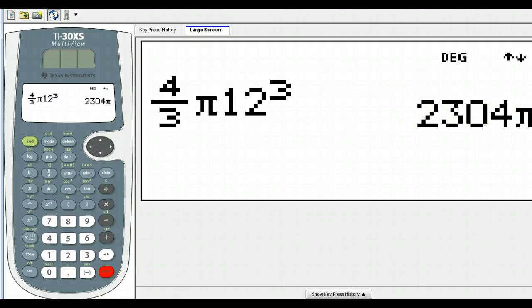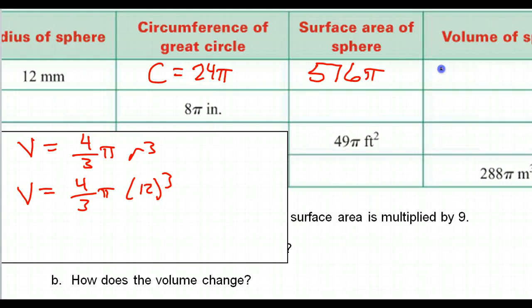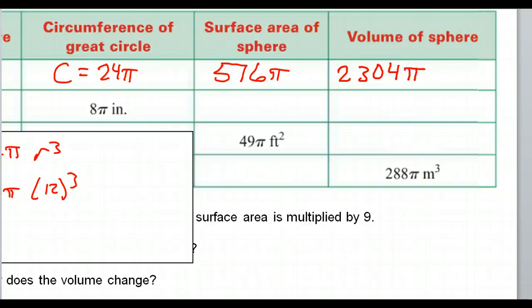2,304 pi. So 2,304 pi. Okay, so that's how you do this whole table thing. Did I get the whole table? Yeah.